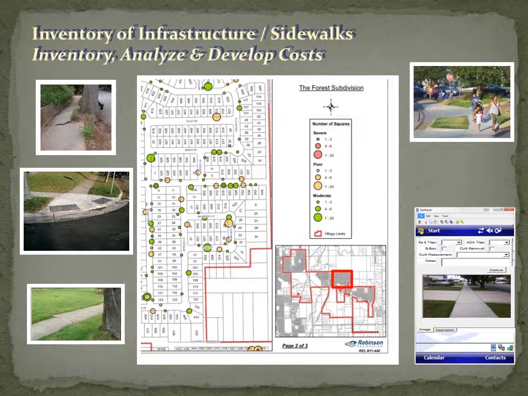A similar strategy of inventory, analyze, and develop costs can be applied to the sidewalks in the city. The exhibit here was developed using a handheld data collection device, seen on the lower right, and then transferred to the GIS-based sidewalk layer. The legend shows 3 levels of sidewalk severity ratings. Red equals severe, tan equals poor, and green equals moderate. Also, the different sized circles in each category depict different quantities. The larger the circle, the more sidewalk area is in need of repair.